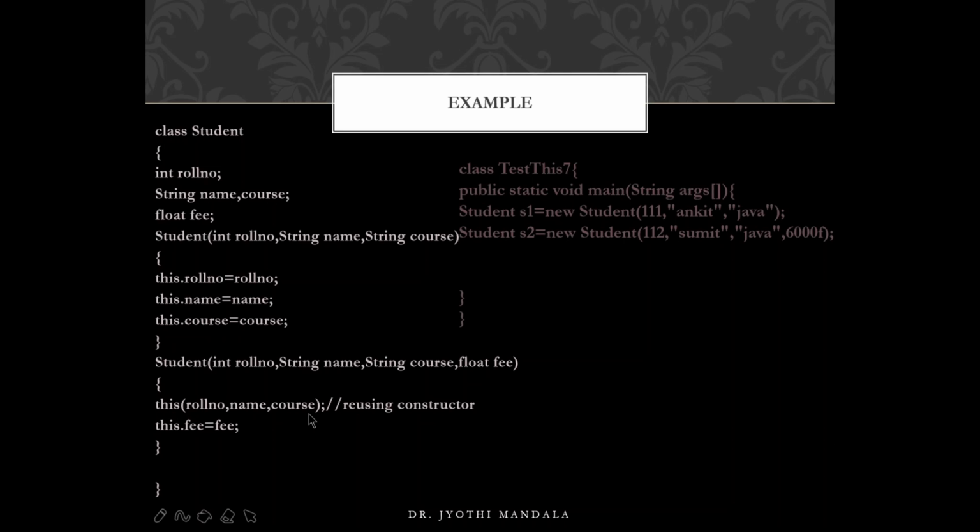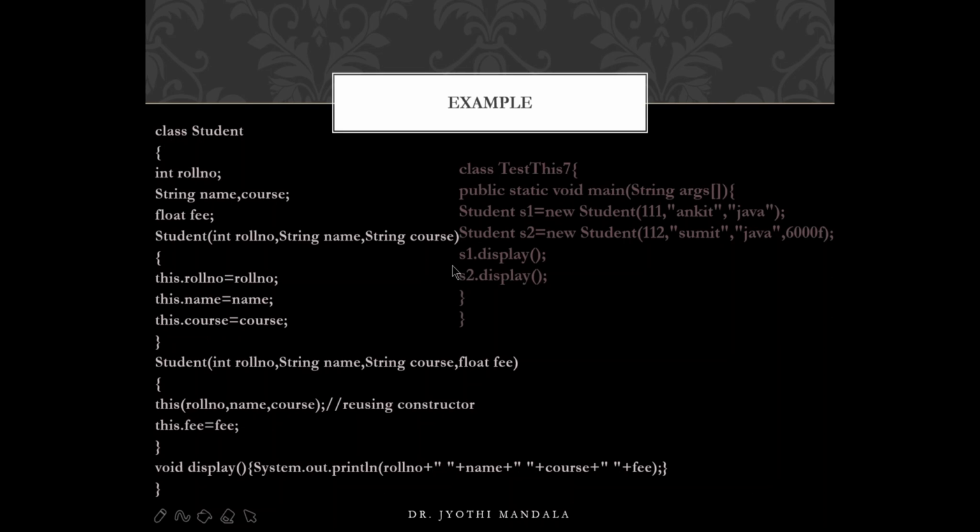If you don't want to use this one, we can repeat the same lines here, whatever these three lines can be repeated here, but we can reuse the constructor which is already available by simply using this keyword and passing those arguments to that constructor. Right? Then we can have a display method where we are trying to display the roll number, name, course and fee. Okay, and I am trying to display S1 dot display and S2 dot display.